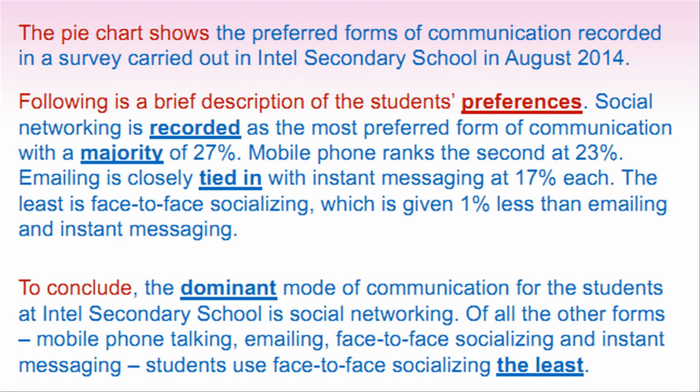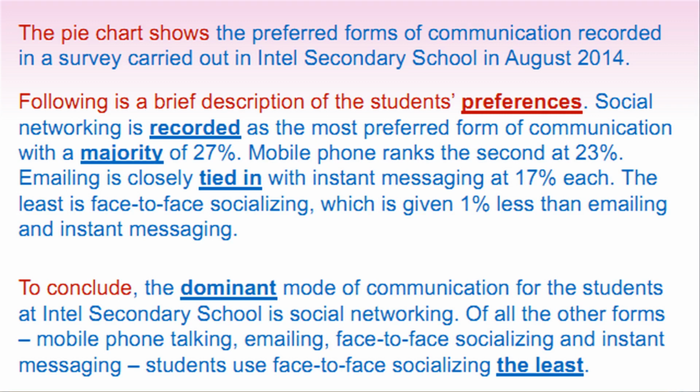The pie chart shows the preferred forms of communication recorded in a survey carried out in Intel Secondary School in August 2014. Following is a brief description of the students' preferences. Social networking is recorded as the most preferred form of communication with a majority of 27%.